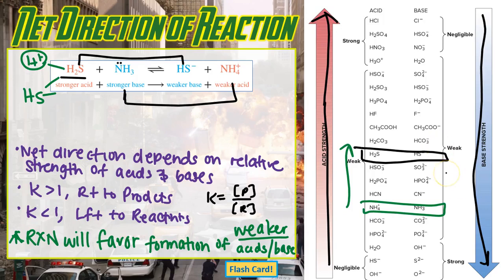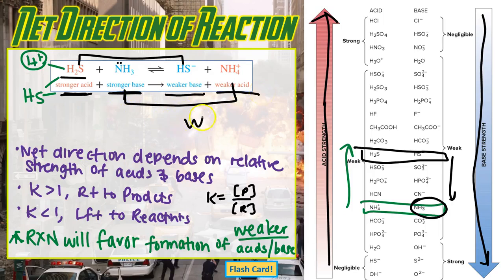And we have to do the same thing for the bases. The bases are opposite. So we have HS minus here, and then we have NH3. As you can see, NH3 is stronger. And so NH3 is going to accept protons and produce NH4 plus more than HS minus is going to accept a proton and form H2S. Okay? And so because of that, we have a stronger acid in H2S here and a stronger base in NH3. And then we have a weaker base in HS minus and a weaker acid in NH4 plus.